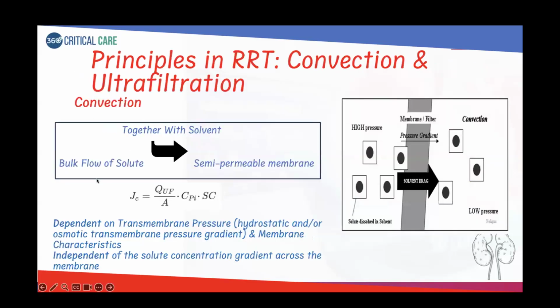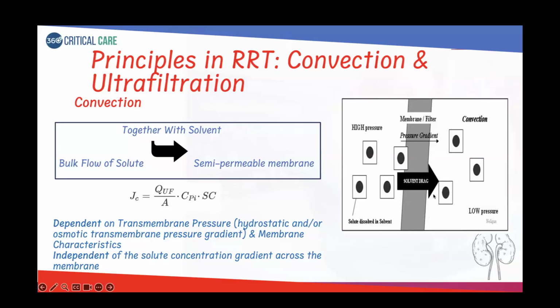Now convection. Convection is a bulk flow. That you have to remember. With convection, there is bulk flow together with the solvent. Some of the molecules are cleared as they are dragged with the solvent flow. There is a high pressure on this side of the membrane and a low pressure on this side. There is a semi-permeable membrane which allows the passage of the fluid. Solvent can easily go through this, which is called solvent drag. Along with the solvent drag, you drag some of the molecules with it. That is the mechanism of convection.